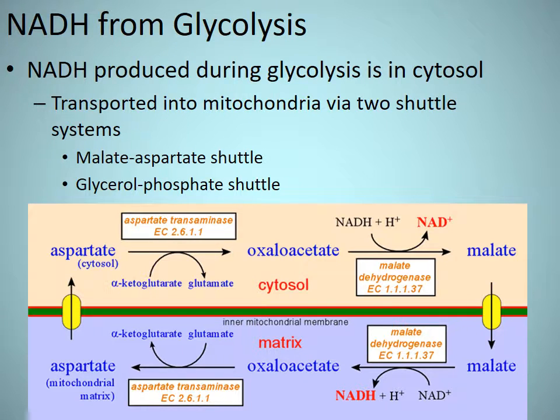NADH from glycolysis is formed in the cytoplasm, so it needs to get into the mitochondrial matrix somehow. How is NADH transported from the cytoplasm of a cell into the mitochondria? There are two different shuttles here: the malate aspartate shuttle and the glycerol phosphate shuttle. You don't really need to know these two shuttles for the test. I just want you to understand that the NADH from glycolysis needs to be transported into the mitochondrial matrix somehow, and the two shuttle systems it can take are the malate aspartate shuttle and the glycerol phosphate shuttle.